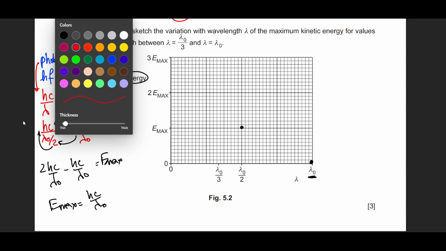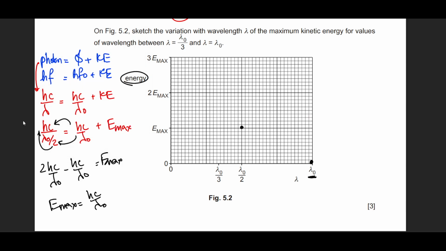What will happen at lambda by 3? So again, the energy brought by the photon is going to be equal to the work function plus the kinetic energy of the ejected electron. This is hc by lambda. This lambda we will introduce, equals hc by lambda naught, which is its requirement for the electron ejection, plus the kinetic energy. This is what we're finding out.